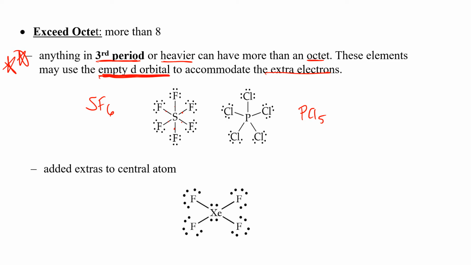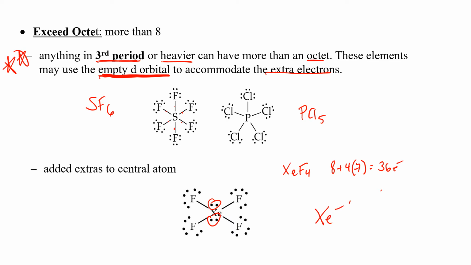Sometimes you'll see lone pairs on the central atom. So let's just go through that one. If you had XeF4, if we add up our valence electrons, xenon is 8, there's 4 fluorines, each one is 7. So that gives us 36 total electrons.